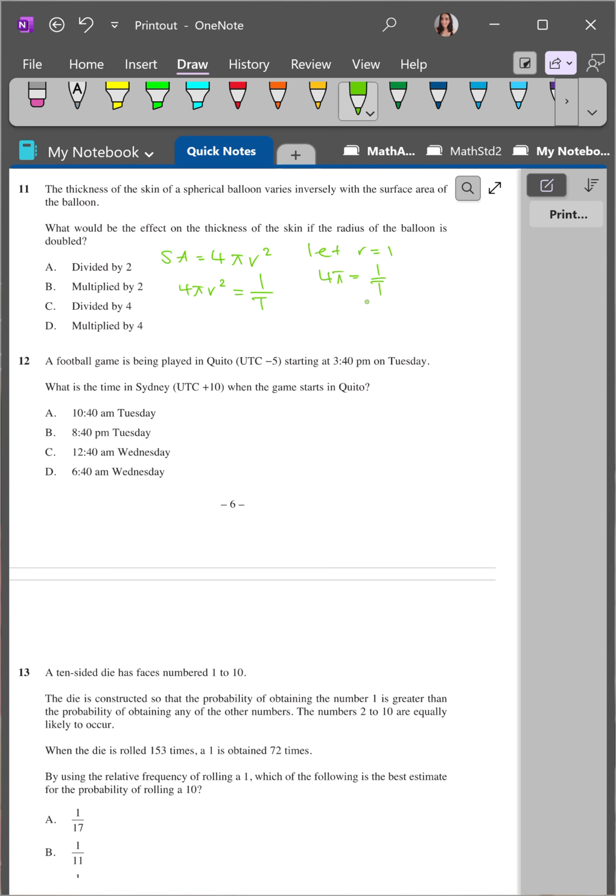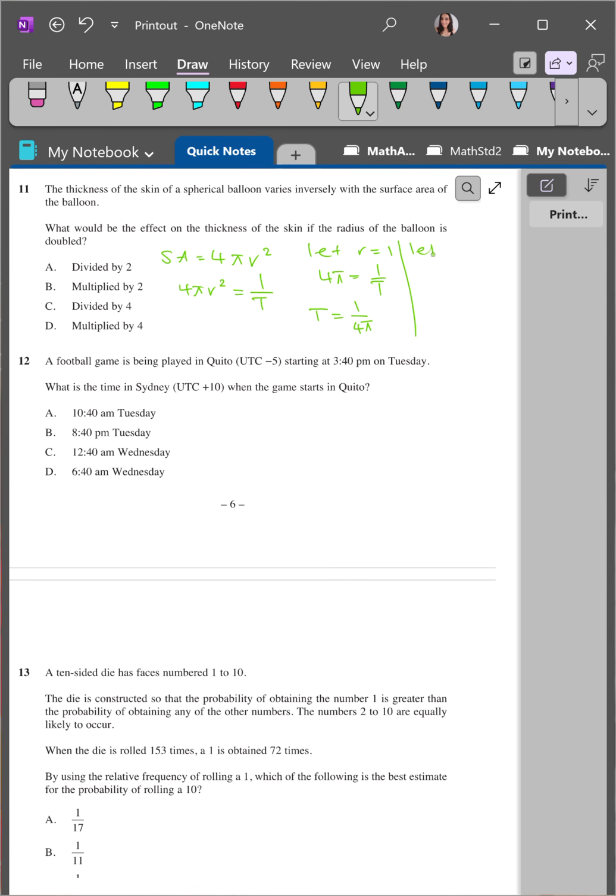And if we rearrange this to make t the subject, because we want to see what happens with the thickness of the skin, that's what it's asking. So we'll multiply the t up and then bring the 4 pi down. T equals 1 over 4 pi. Now, let's double the radius, like it's asking. What would be the effect on the thickness of the skin if the radius of the balloon is doubled?